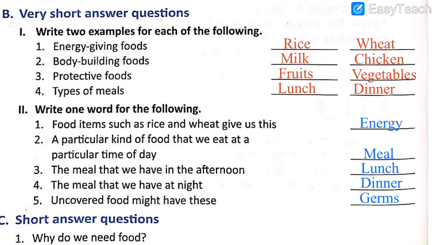Give one word. Let's read once again. Food items such as rice and wheat give us energy. A particular kind of food that we eat at a particular time of day is meal. The meal that we have in the afternoon is called lunch. The meal that we have at night is called dinner. Uncovered food will have germs in it, so we should not eat that uncovered food.